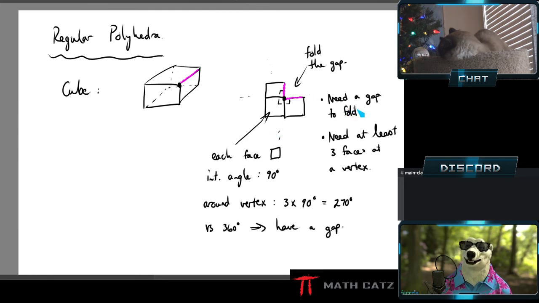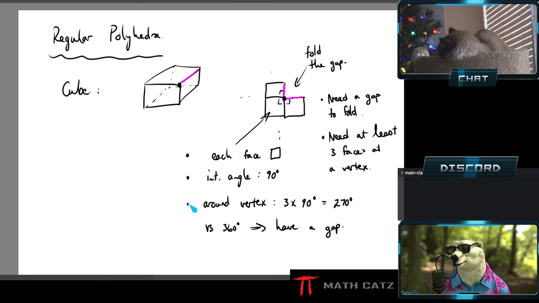So first of all, I need to have a gap that I can fold. If I don't have any gap on the two-dimensional net, then how do I fold it to make three dimensions? It's impossible. I need a gap. And I need at least three faces to come together at a vertex. Two faces won't actually make a three-dimensional shape. Might have more, so we'll have to explore that. So when I now look at the cube and its net around this vertex, each face is a square. The interior angle of a square I know from my knowledge of polygons.